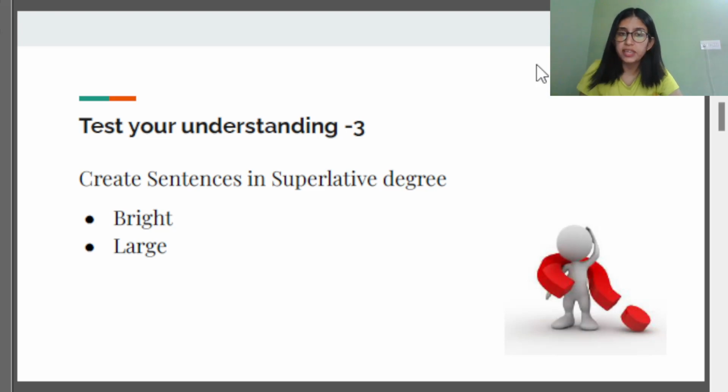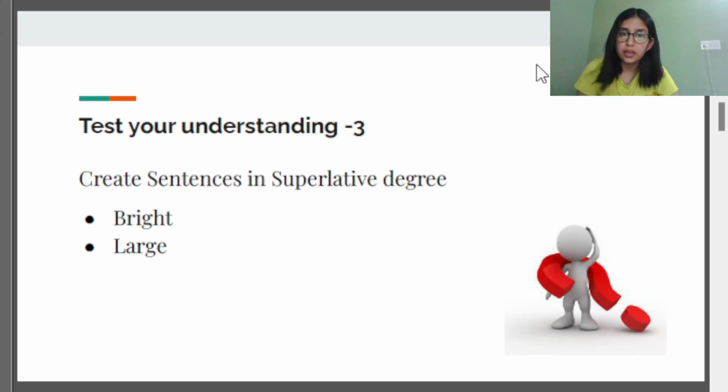Yes, for the word bright, we'll be saying that the sun shines the brightest in the sky. You've seen there are stars, moon, different stars are there, right? But we are saying the sun shines the brightest in the sky. So we have compared the sun with all the other celestial bodies that are there, right? So we have said that the brightest is the sun. So we have made this sentence in the superlative degree while using the word bright.